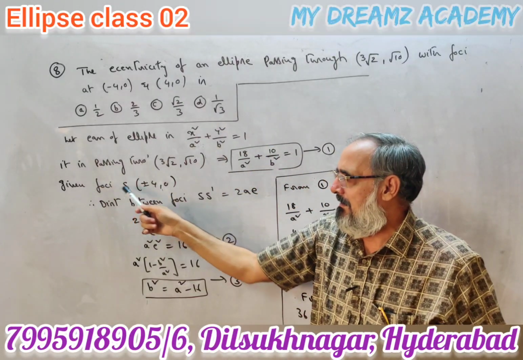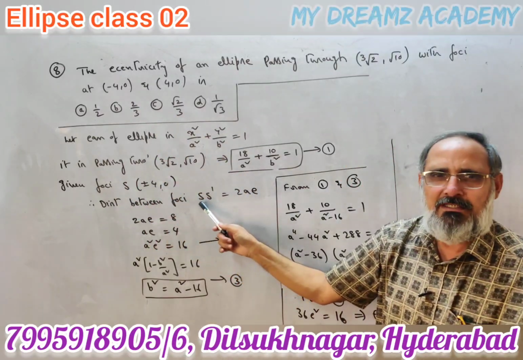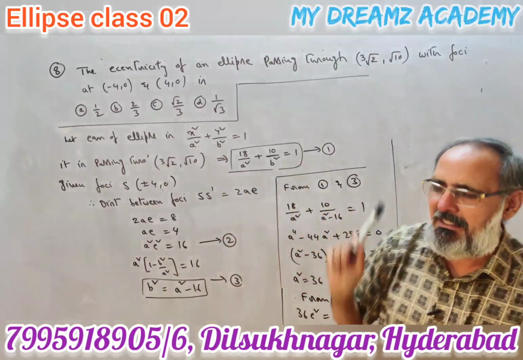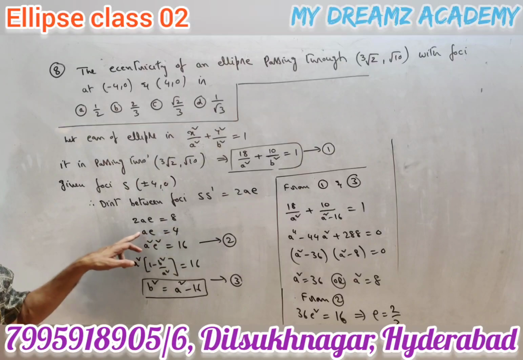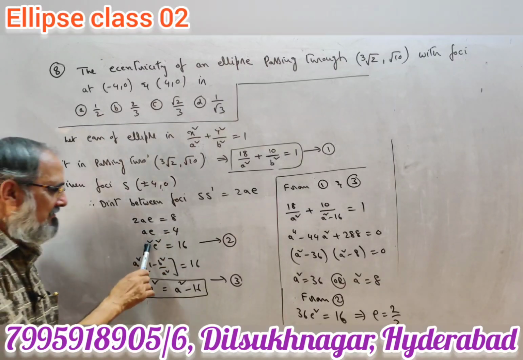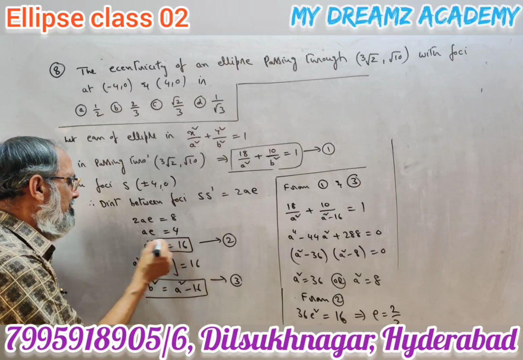Given the foci S is (±4, 0). The distance between the foci, SS', is equal to 2ae. But 2ae equals 4 plus 4, which is 8, so ae equals 4. a²e² equals 16. This you can keep as number 2.